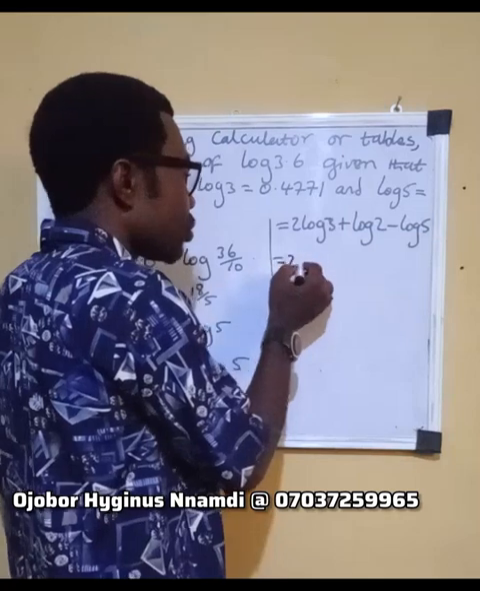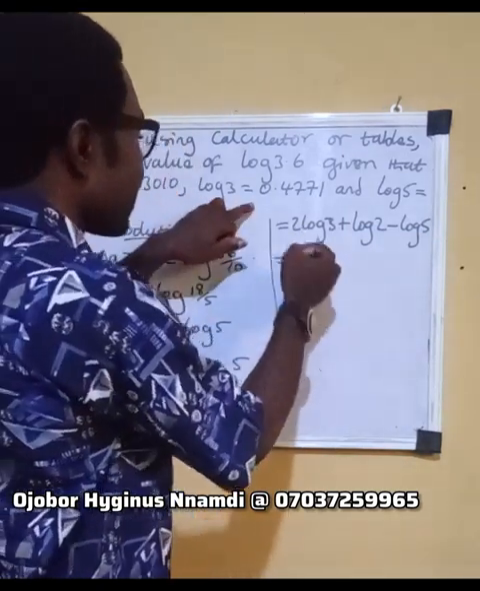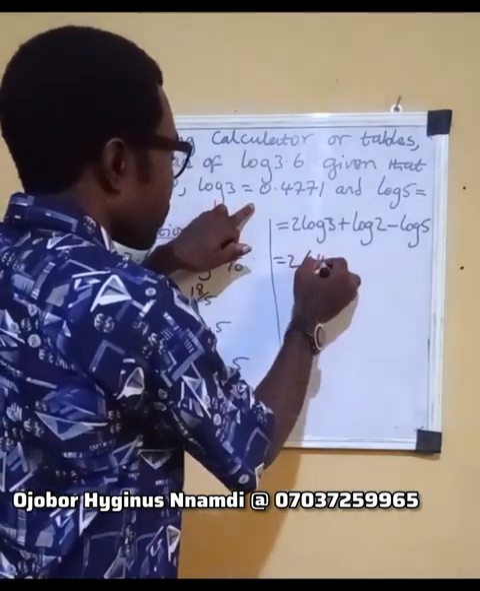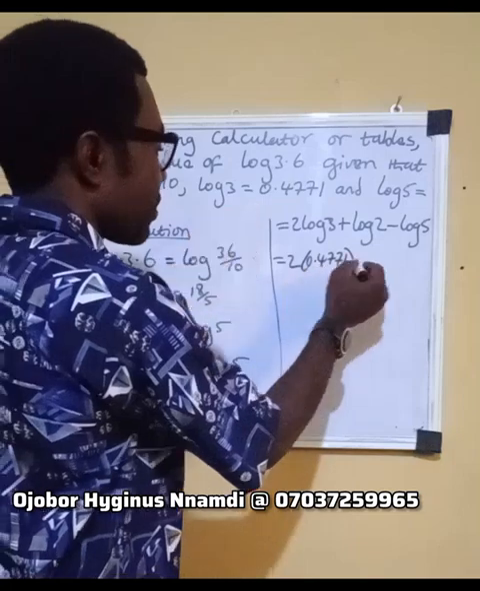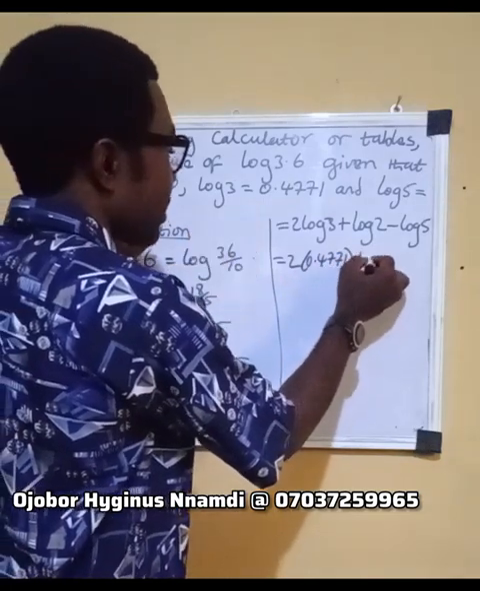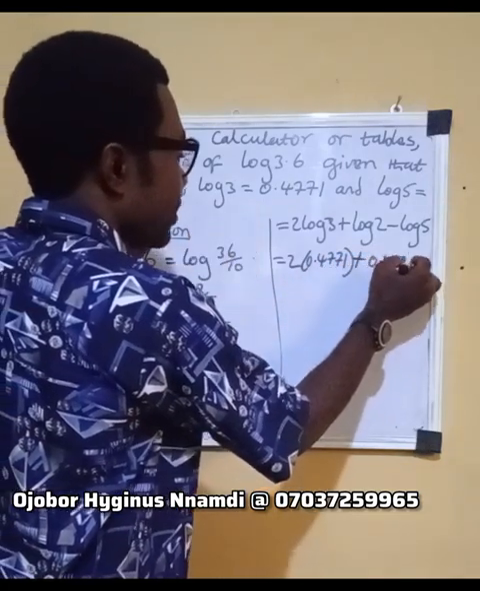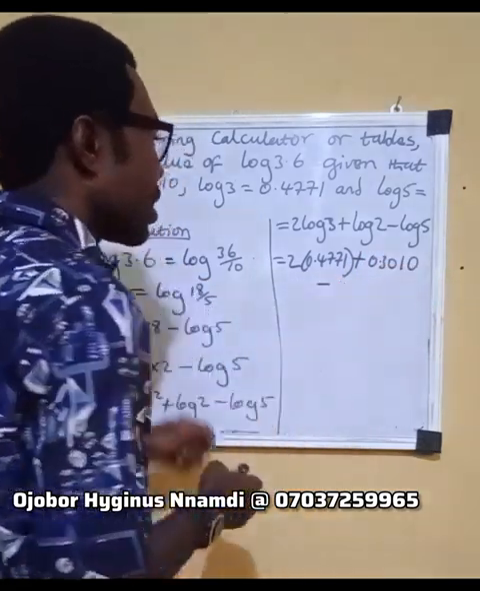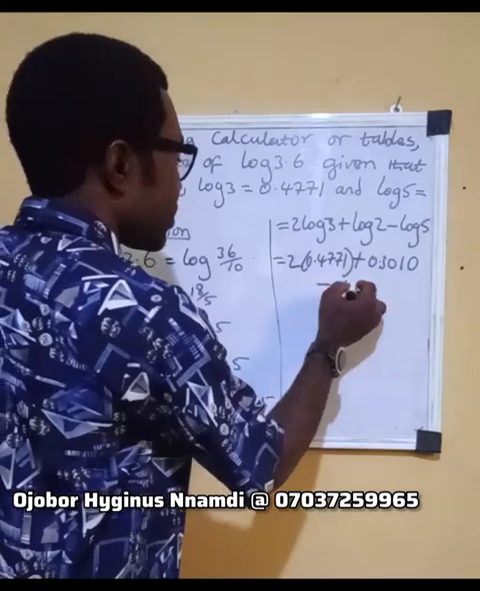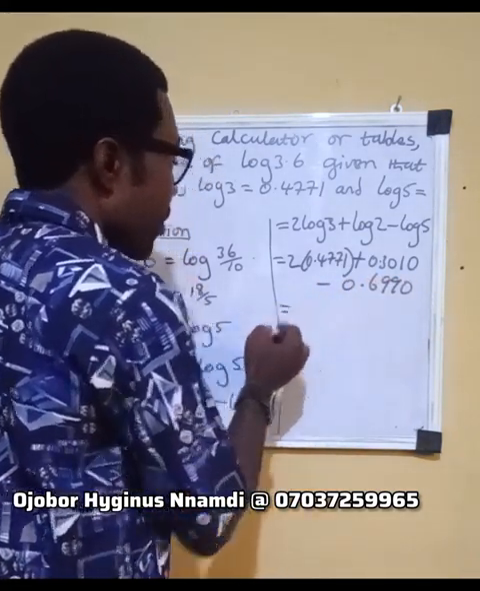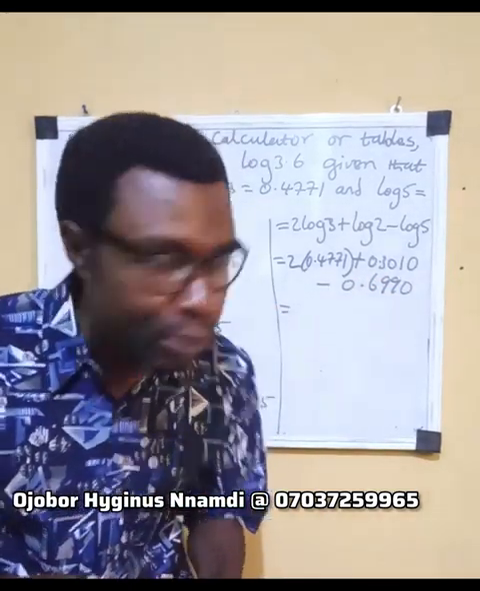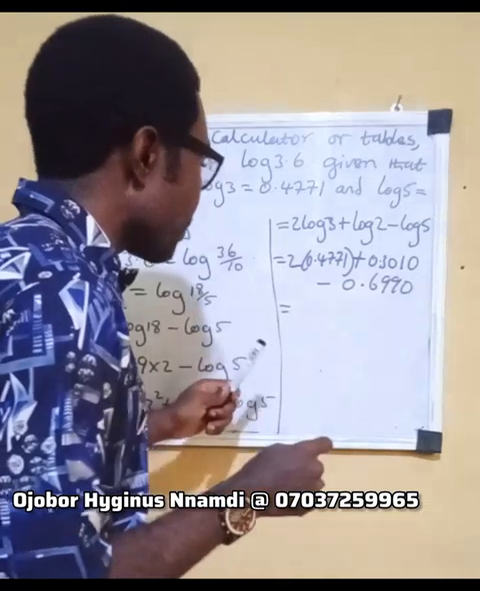So this is equal to 2 times log 3, which was given as 0.4771, plus log 2, which was given as 0.3010, then minus log 5, which was given as 0.6990. Remember, we are asked not to use calculator or table, so we are going to solve it by ourselves.